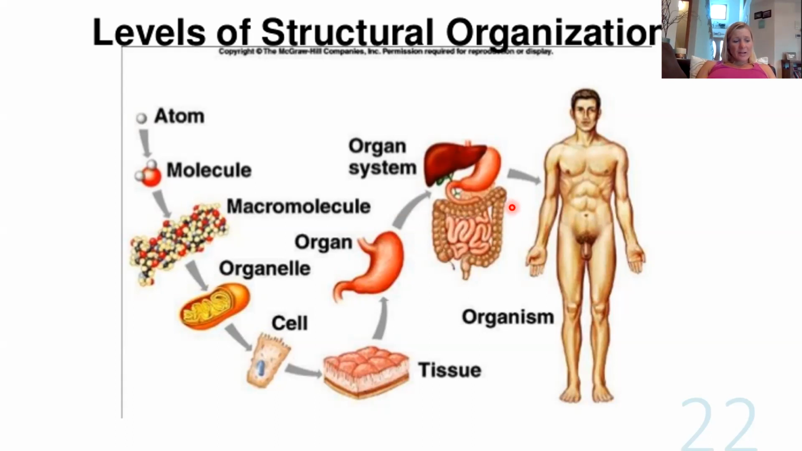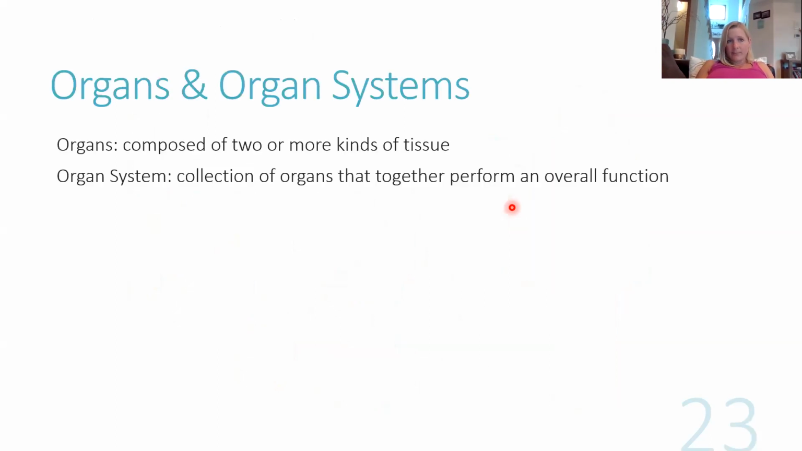So we've got cardiovascular, pulmonary, integumentary. We don't cover that in this class because we covered it in the previous class. Skeletal, muscular, digestive, lymphatic, nervous, urinary, reproductive, and immune. Okay. So again, organs and organ systems.